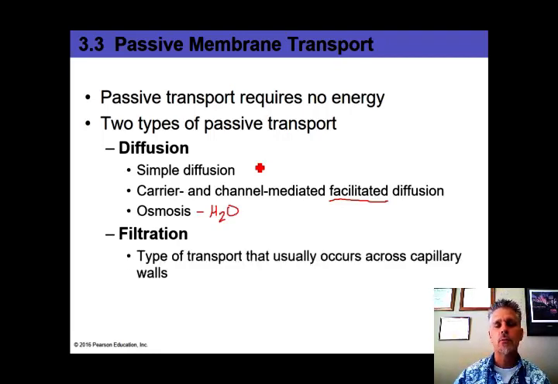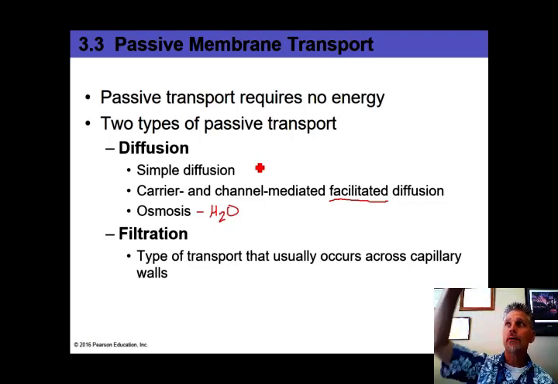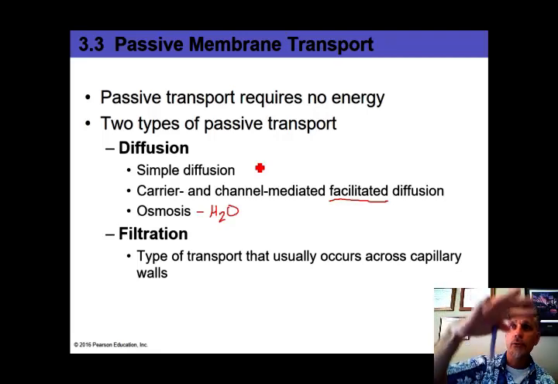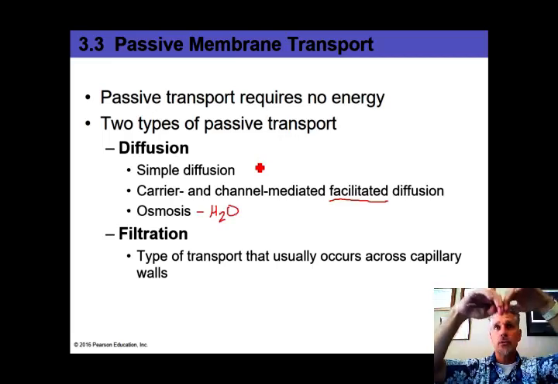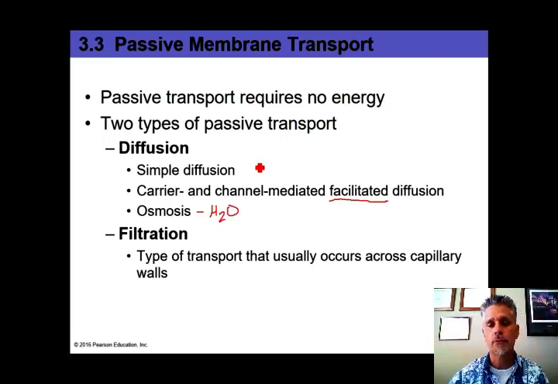Filtration is passive as well. It doesn't take ATP, but usually there is fluid pressure pushing it across, like making coffee, right? So you pour water in there and it pushes through the filter because there is the mass of the water pushing, exerting a force and causing it to go through the filter itself.